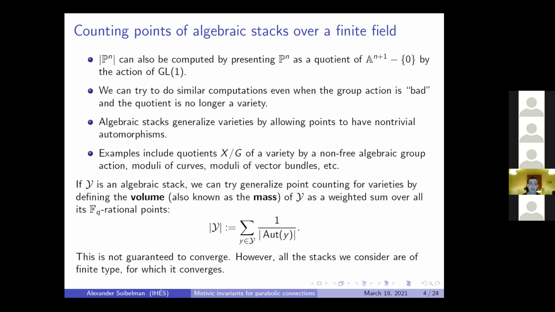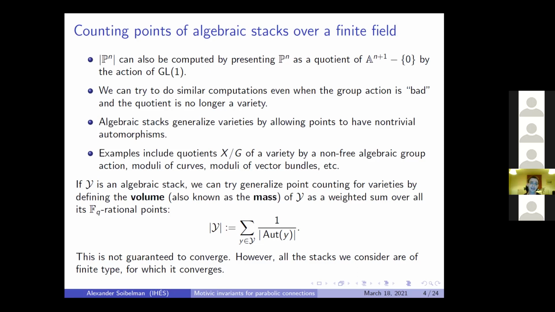For a moduli stack or an algebraic stack, you can also try to count up the points. I'm going to call this the volume. It's also called the mass. If you have an algebraic variety, you can count the number of points by summing over all the rational points, counting each with weight 1. Since there are now non-trivial automorphisms of each point, I'm going to do the same thing, except that I weight each point by 1 divided by the number of points in the automorphism group. Then you add all of these together and get a sum.